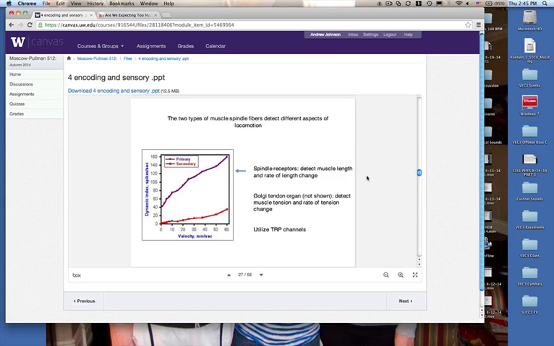So how would we classify these? Are they nociceptors? Nope. Proprioceptors, yeah, good. So they're telling your body where you are.